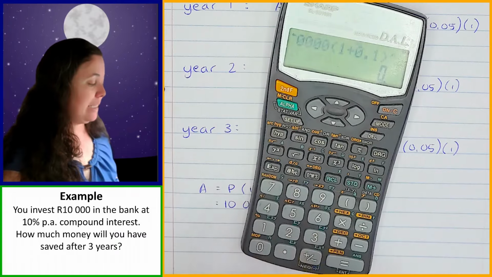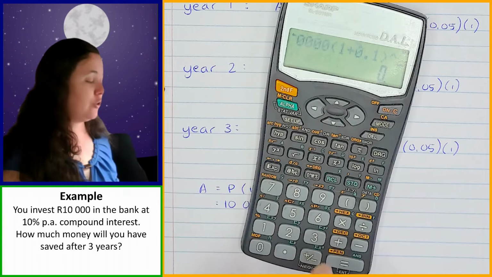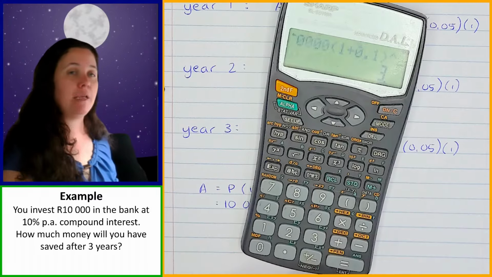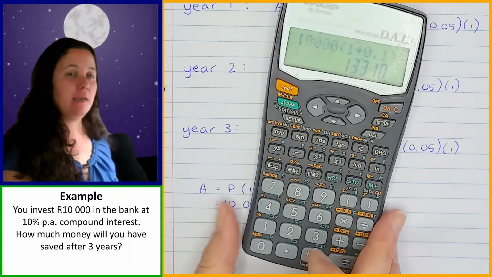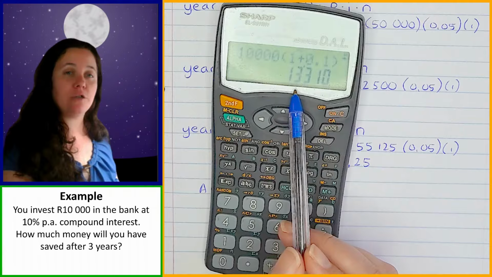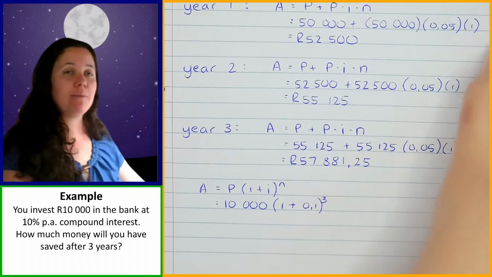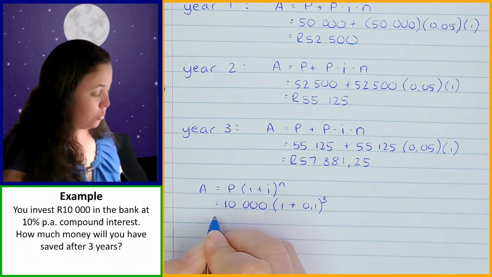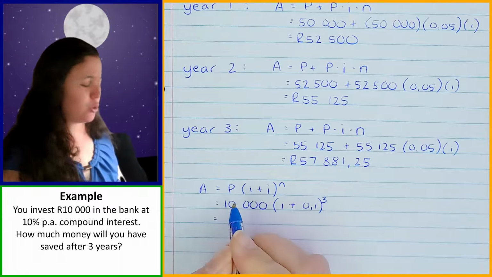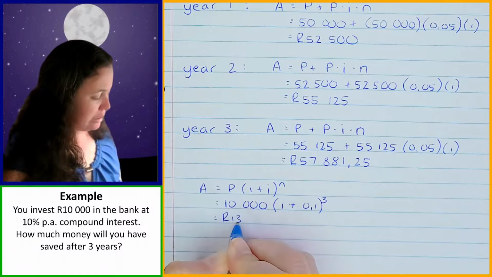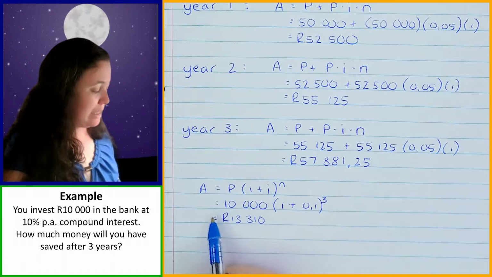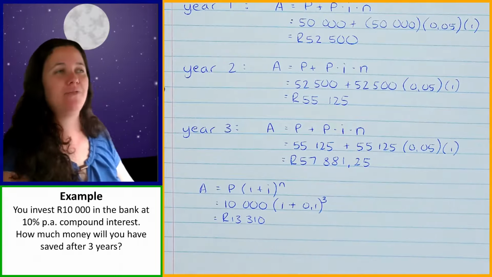And then I type in the exponent, which is the number of years, which is 3. Okay, and that gives me 13,310, which is the exact same answer that I got when I did it the long way, but now it was much, much quicker. So I've got 13,310 Rand, and that is the final value of this investment.